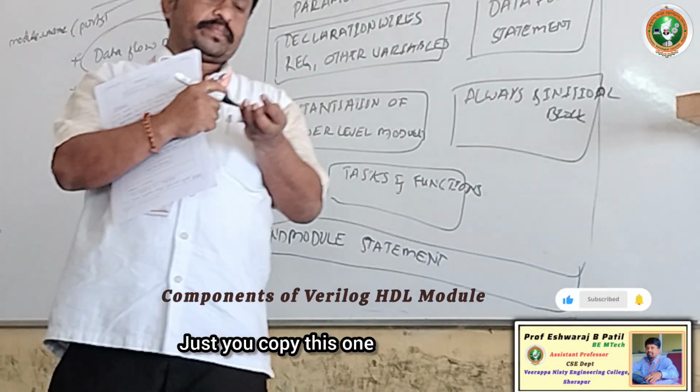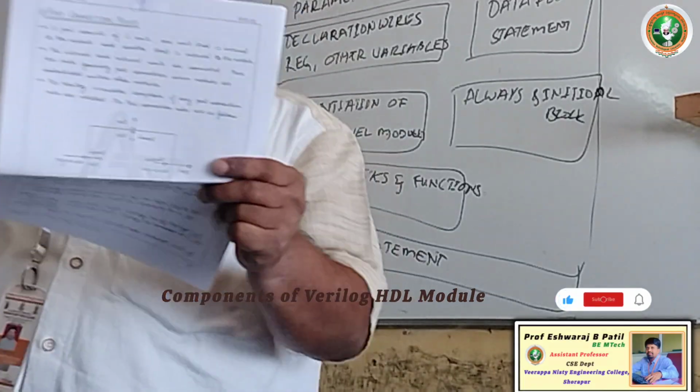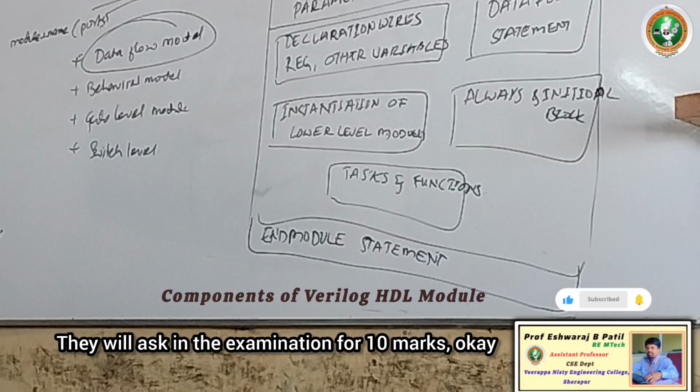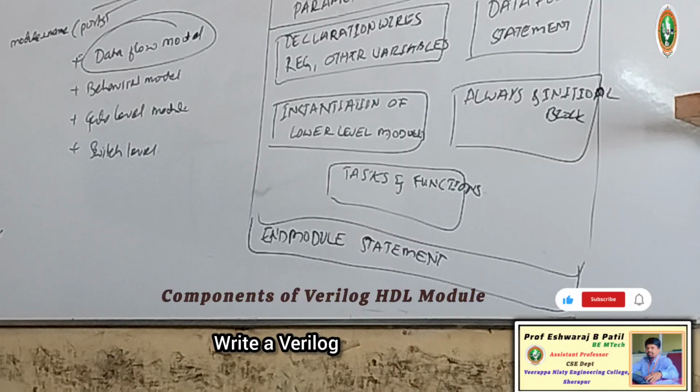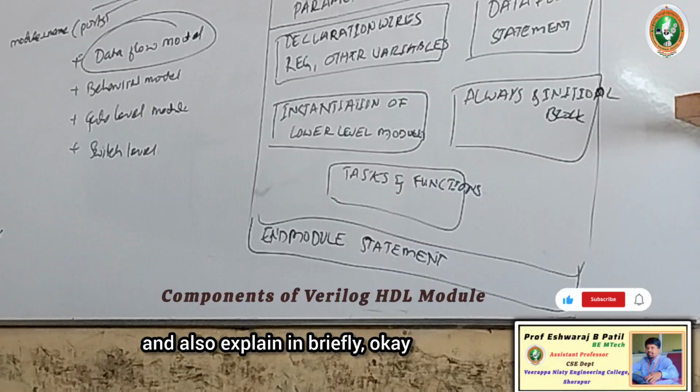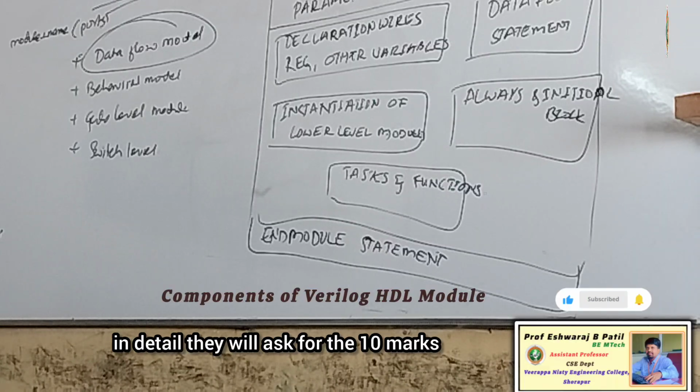Just copy this one. That's the figure of the components of the Verilog model. They will ask in the examination for 10 marks. Okay, write the components of the Verilog HDL model and also explain briefly. In detail, they will ask for 10 marks.